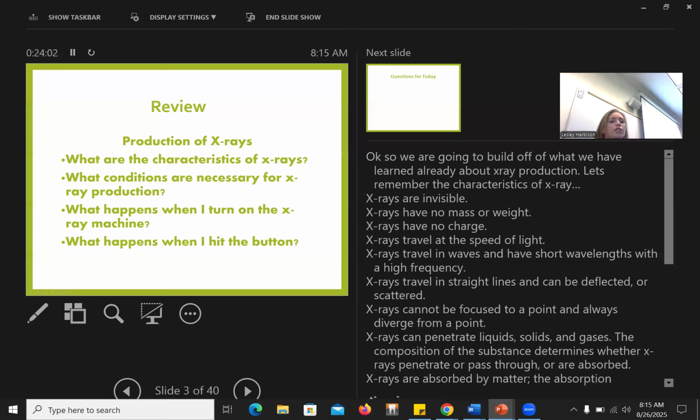Okay, so what conditions are necessary for X-ray production? We don't have to recite the whole thing, but what are a few things that we need? If we even want to hope to produce X-rays, what do we need? We need electrons, yeah. Electrical current. We need current, we heat up the cathode, yeah, to heat up the filament on the cathode side.